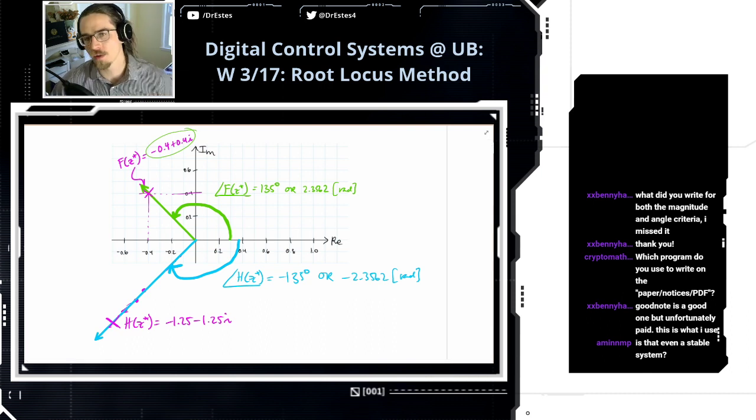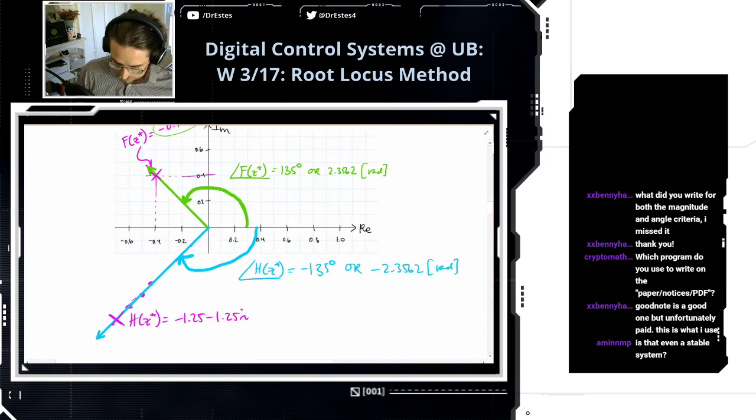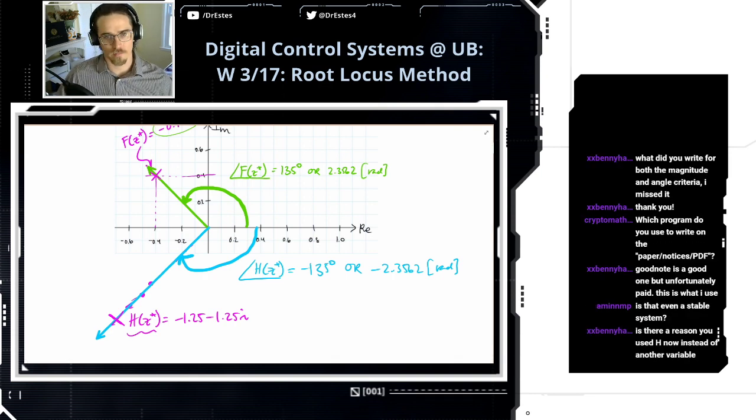Well, hold on. Be careful here, because this is not the location of a root. This is a function evaluated at a root. Is there a reason you used h now instead of another variable? No. I just randomly picked these. So don't worry about f or h. It's just a function.